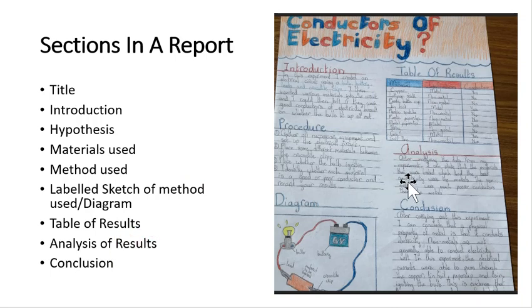and see what the table of results tells us in relation to the investigation. And then you want to write up some kind of conclusion based on your analysis of the results. This conclusion will generally try to answer the question that you started out with. So this is, what are conductors of electricity?